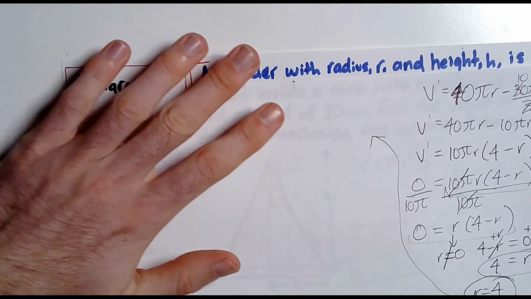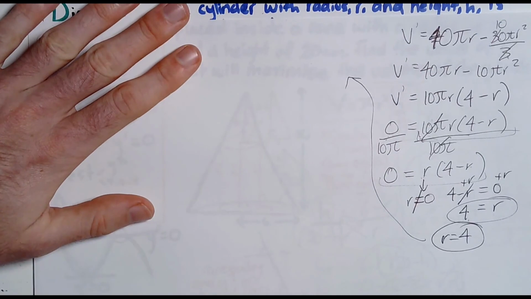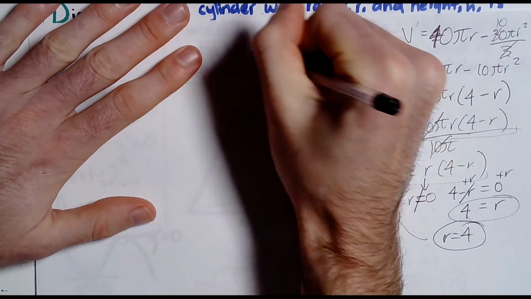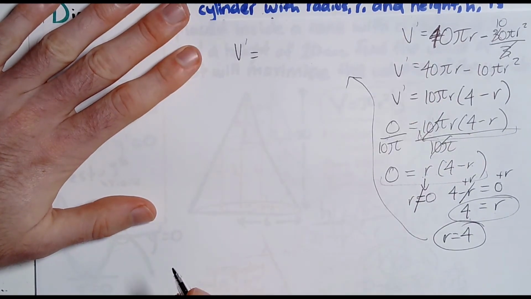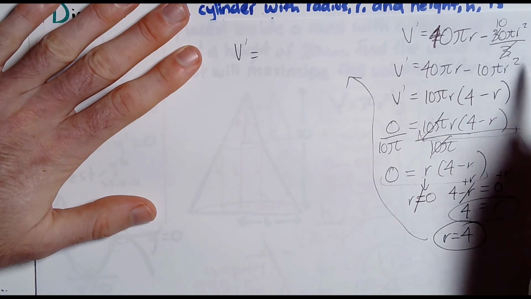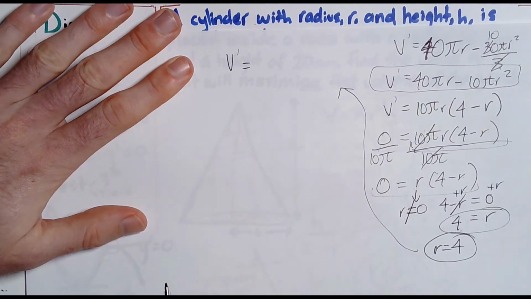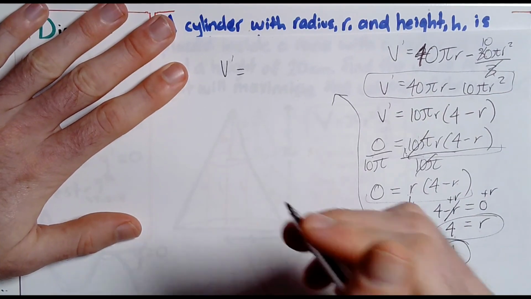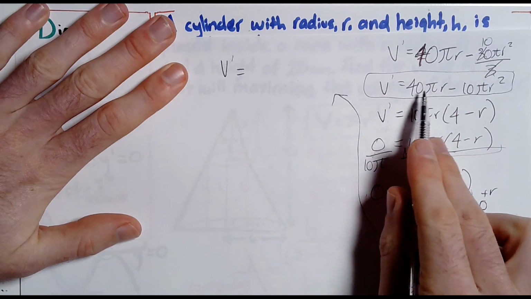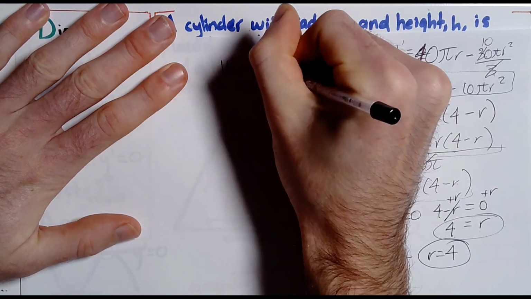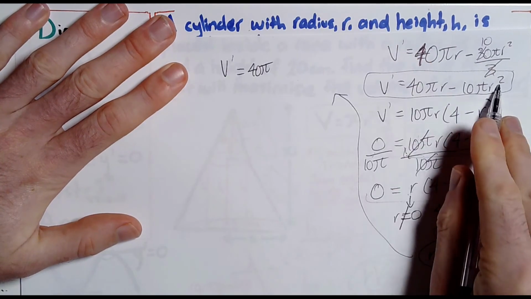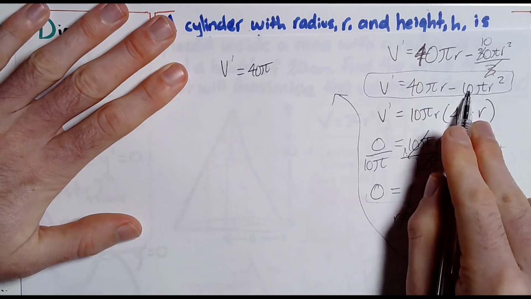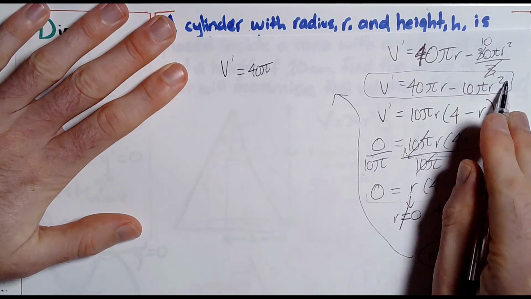Okay, so using the second derivative, I'm going to first of all get the first derivative to get me to the second derivative. So remember, the first derivative was this here. So I'm now going to get the second derivative, which is 40 pi r. It's just 40 pi because it's the number in front of the r. Minus, now again, because it's got a power, I times the power by the number at the front. So it's going to be minus 20.